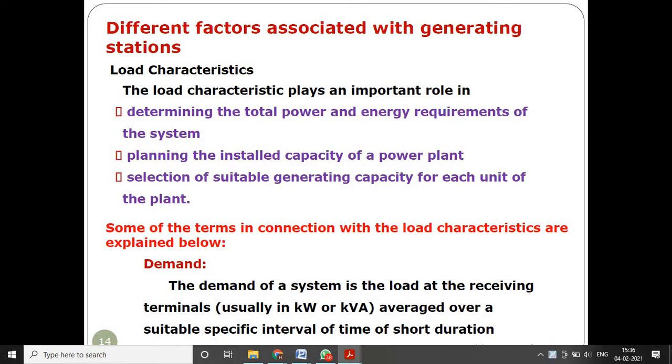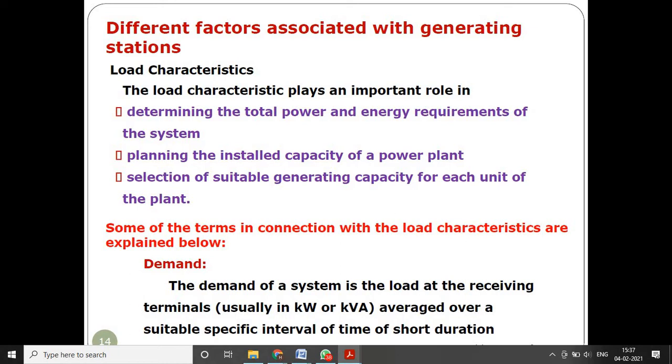So considering load characteristics. Load characteristics play an important role in a power system. They have an important part in determining the total power and energy requirements of the system, planning the installed capacity of a power plant, and selection of suitable generating capacity for each unit of the plant.